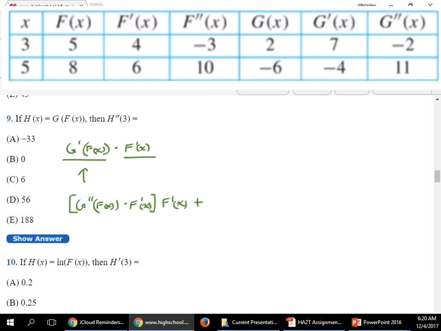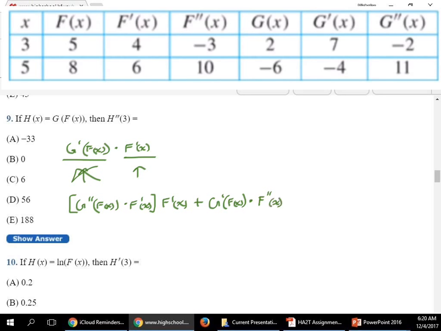Plus, we took the derivative of this guy. That one's done. Now we got to take the derivative of that guy times the first. And so let's write the first. We have g prime with a capital F of x inside. We're going to multiply this times the derivative of f prime. The derivative of f prime is f double prime. All right, so now we got to plug 3's into all of those.